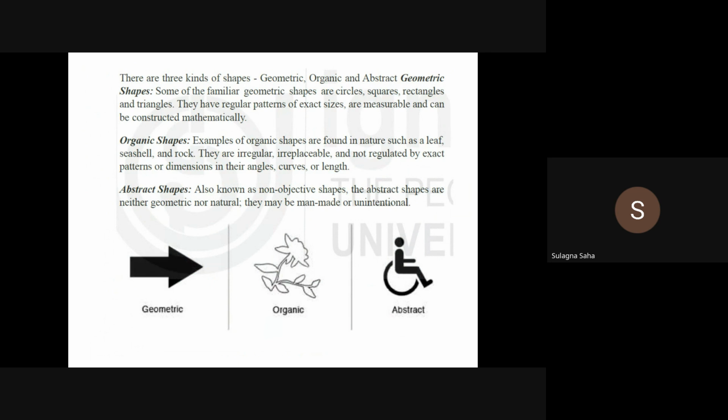Organic shapes are something which we find in nature. Shapes like leaves, flowers, seashells, rocks, anything which is very irregular, where the repetition is not exact, the patterns are not exact, the dimensions of their angles are not exact, are organic shapes. And then we have abstract shapes. These abstract shapes are neither geometric nor natural. They can be man-made, but they denote something without defining it properly.